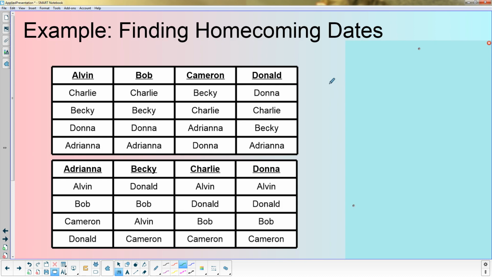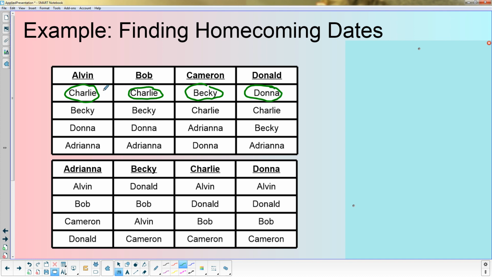So let's go ahead and look at an example. We're going to find homecoming dates for these 8 people, 4 guys and 4 girls, and let's run through the algorithm. For step 1, we're going to have all the guys, as I said, propose to the girls that are highest on their list, since there's been no rejection so far.